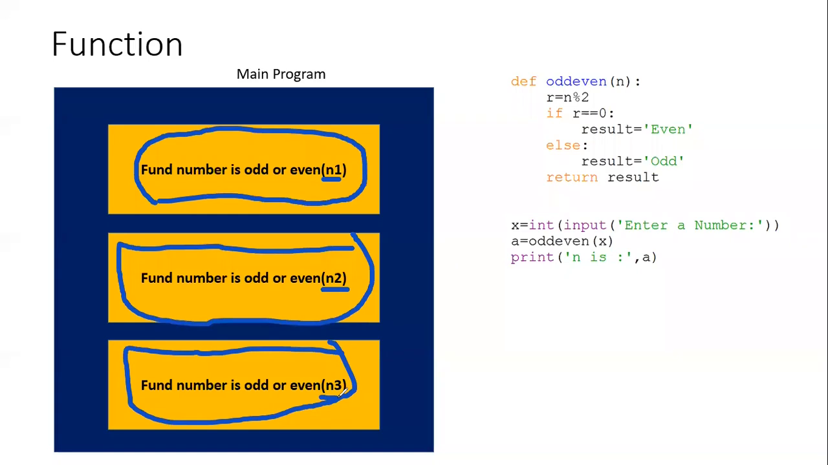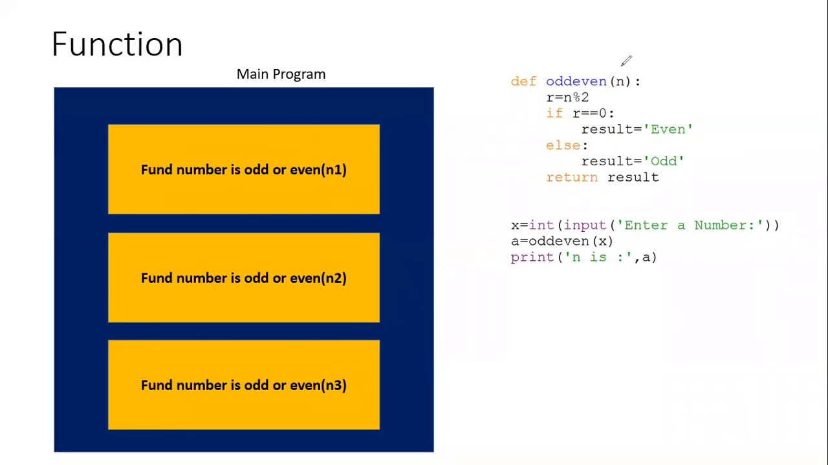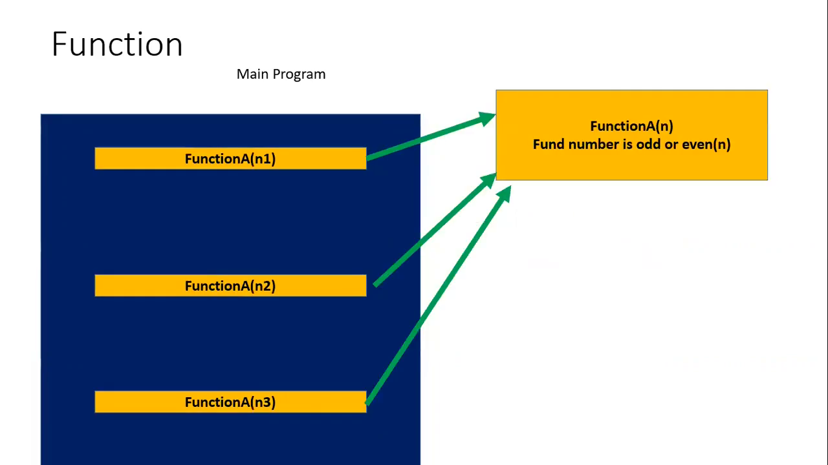If you are not using a function, you have to write the same thing again and again like this. When you are repeating the same thing again and again, your code will be very complicated and very large. To minimize that, we can define that task as a function. So this odd number, even number identification, you can define in a separate function like this.